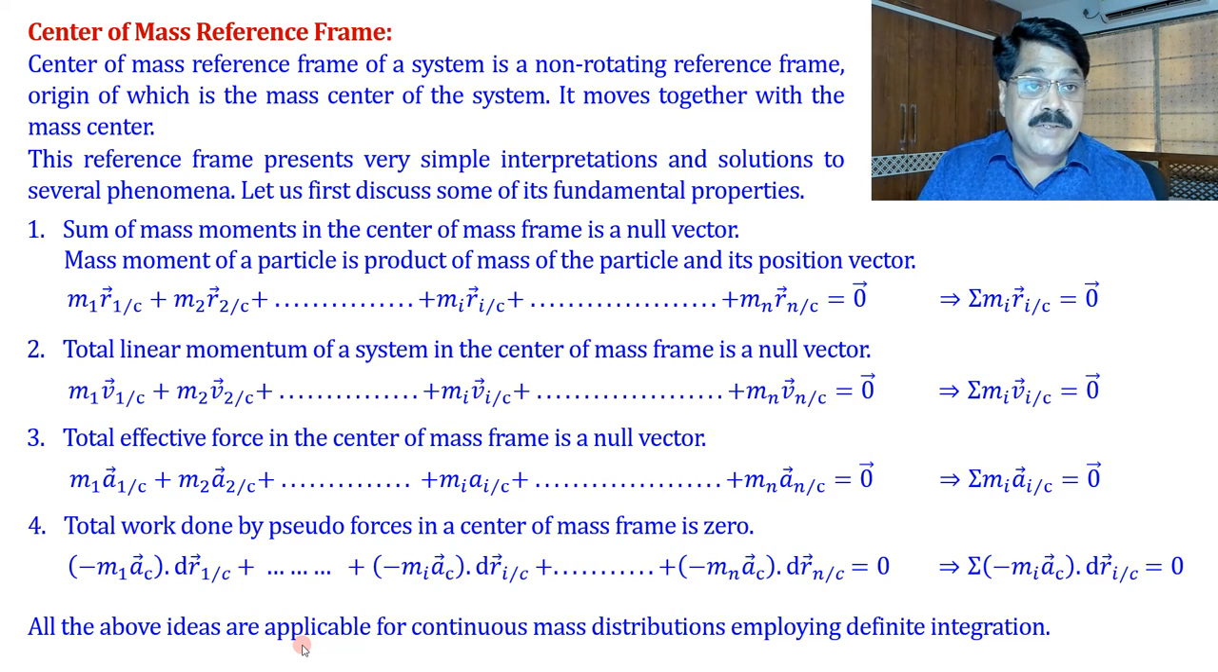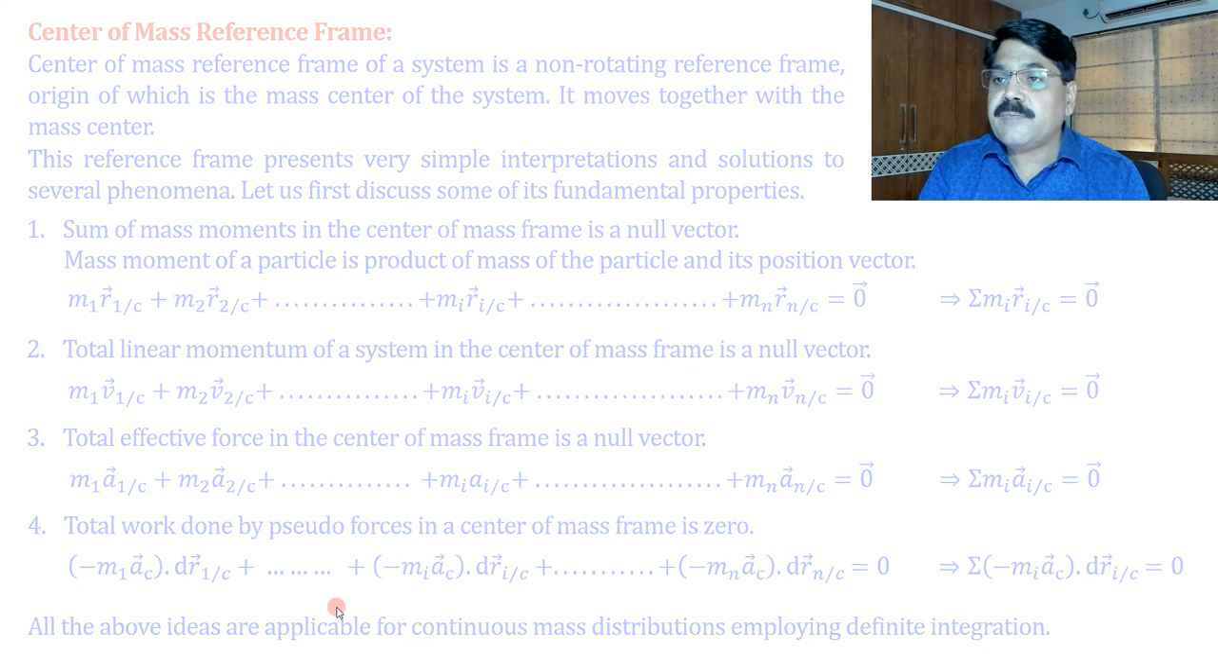If there is a continuous mass distribution, in place of the summation sign, what do we use? Integration sign. Now let us come to a few simple examples in which we try to identify velocity of the mass center, and velocity and acceleration with respect to the mass center.